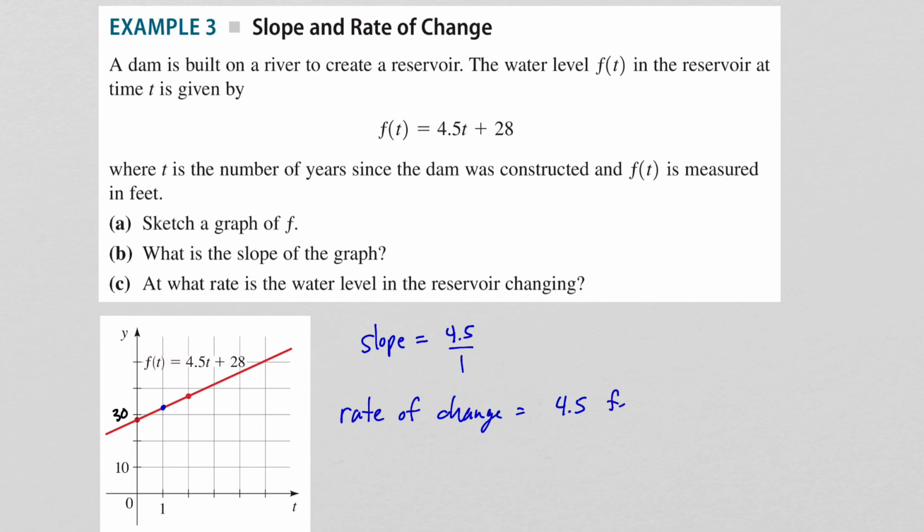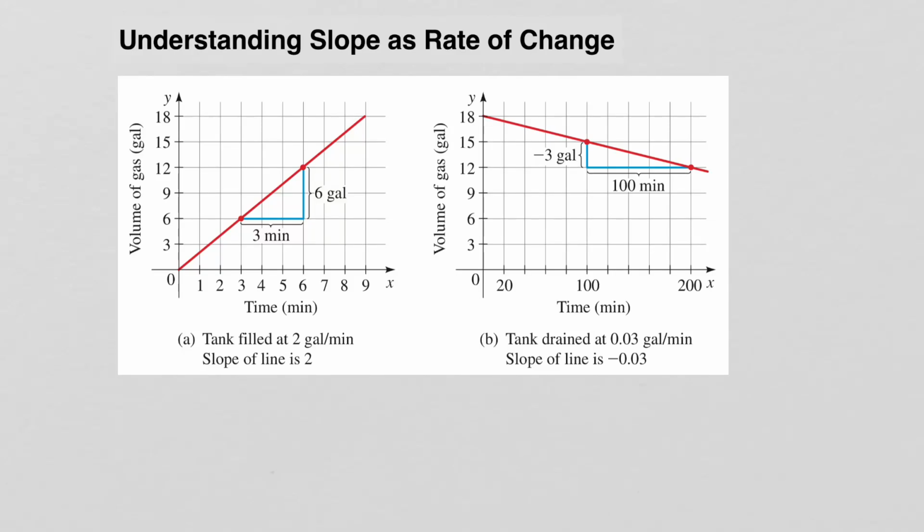And this is going to be feet per year. So remember, the rate of change is typically going to have units attached to it. In this case, it represents how many feet the reservoir rises in terms of the water level per each year that passes by. So now again, understanding slope as rate of change.